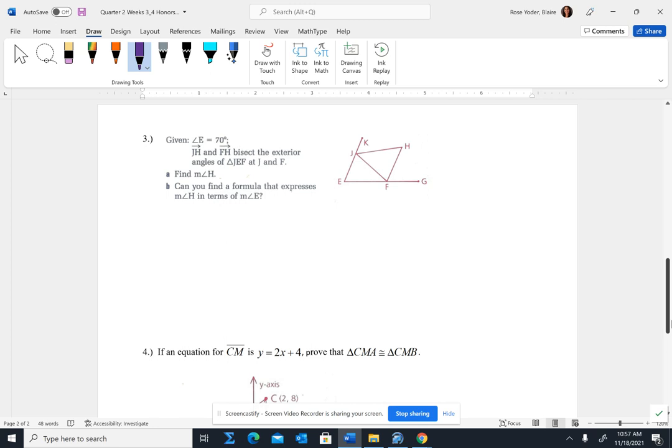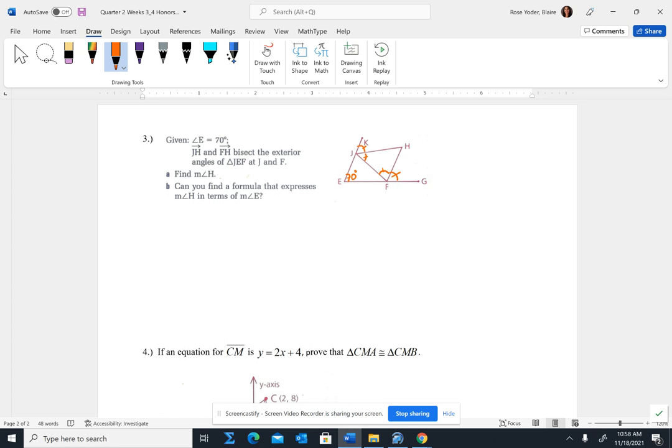All right, let's take a look at this next one. I think I'm going to skip part B for now and just focus on part A. So it says angle E is 70 degrees. And JH and FH bisect the exterior angles. So JH bisects this angle. And FH bisects this one.